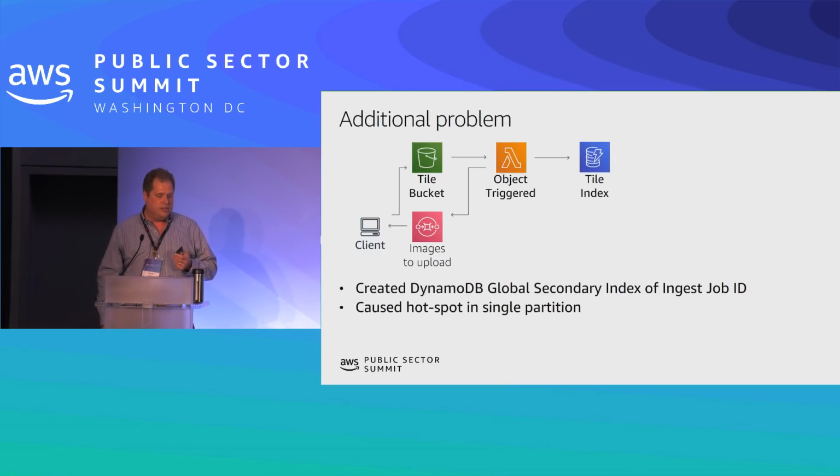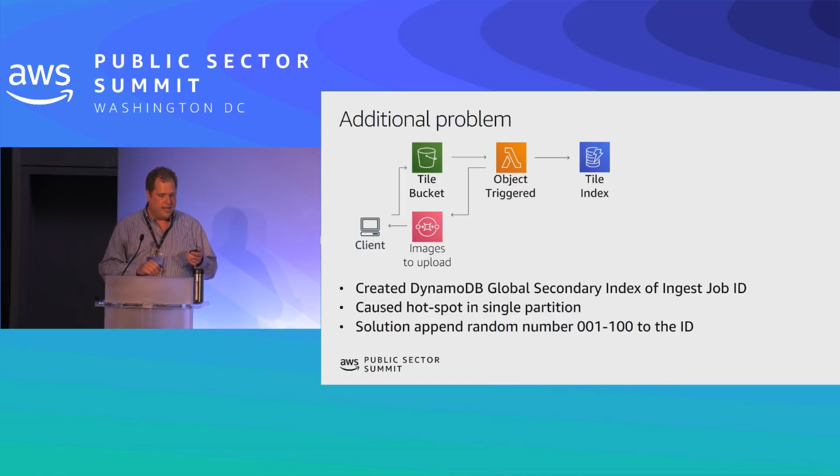The other problem we ran into is we created a DynamoDB global secondary index for the ingest job ID, and that ended up causing a hotspot in a single partition, because every single write into that global secondary index was hitting the same partition. The way around that was to append a random number between 1 and 100 to the ID, so that we're not hitting that one partition over and over again.